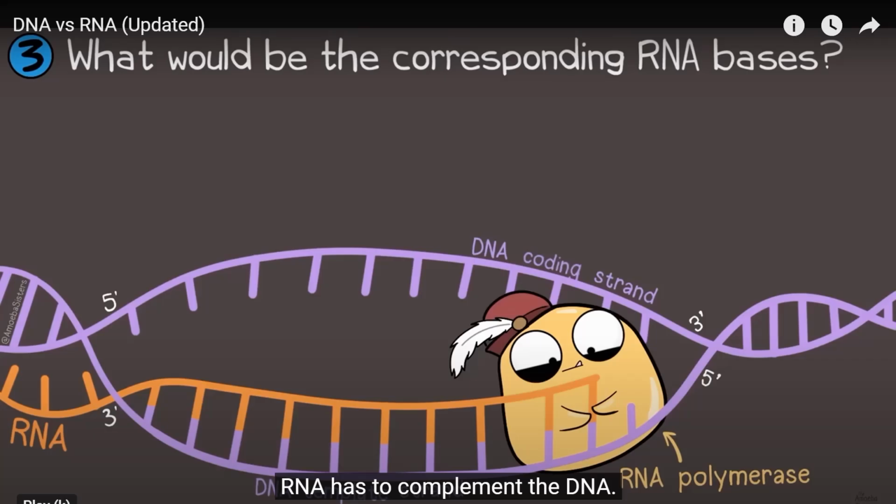Okay, what are our bases? A goes with, for RNA, it would be U. T goes with A. G goes with C. A goes with U. And C goes with G. Excellent.